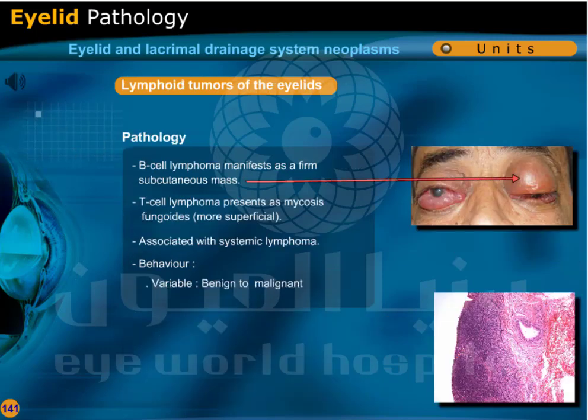Lymphoid tumors of the eyelids. B-cell lymphoma manifests as a firm subcutaneous mass, while T-cell lymphoma presents as mycosis fungoides, more superficial. It is associated with systemic lymphoma and has variable behavior, benign to malignant.